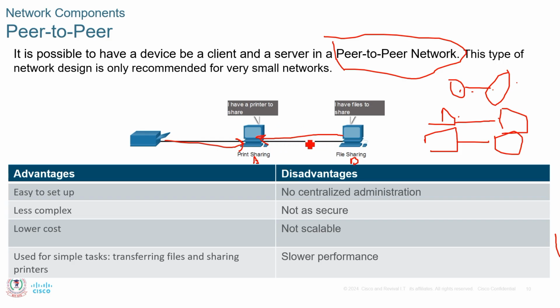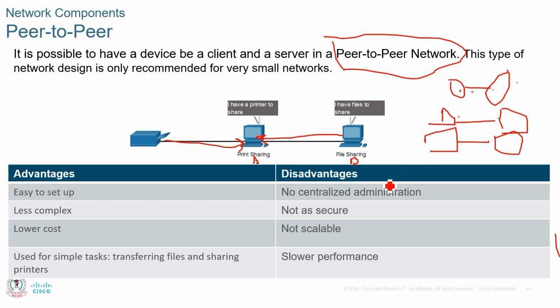You can still find point-to-point networks at the core level of a particular network, where there is a point-to-point between two core routers. The advantages of peer-to-peer: it is easy to set up, less complex, as you can see, low cost, you don't spend a lot, and it is used for simple tasks like transferring files and sharing a printer.